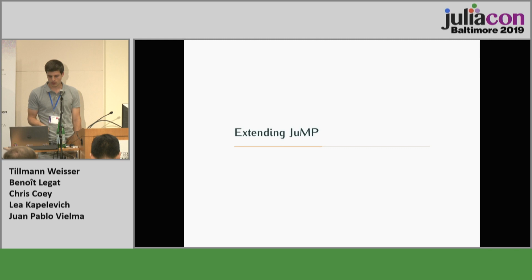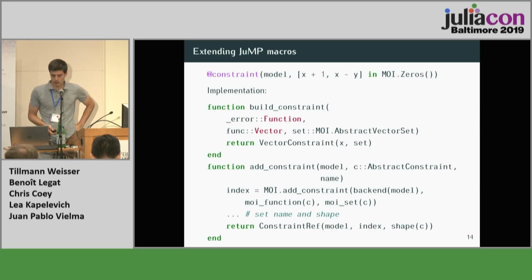So how do we use that for sum of squares? First, I briefly explain how you can extend JuMP. So basically, you also want to have the user be able to use the add constraint macro in JuMP and still use the new type of constraint you have defined in MOI. So it's kind of simple. You don't have to create new macros.